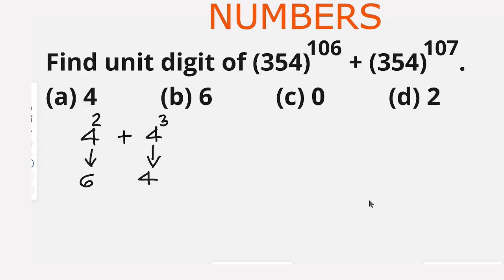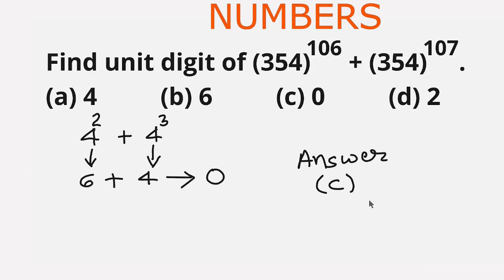The ones place is 4. So the ones place will be 6 plus 4, which is 10, and the unit digit will be 0, as the ones place in 10 is 0. So it is 0, and from the given options, our answer is option C, 0. I hope you have understood the method of solving this question. We go to the next question.